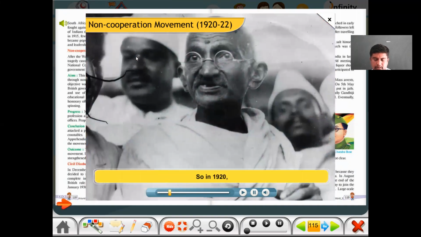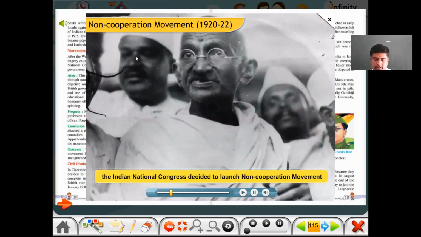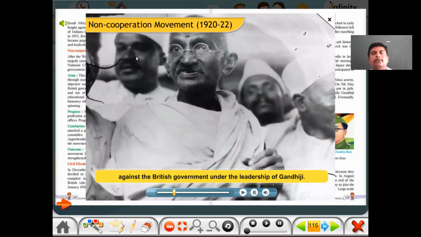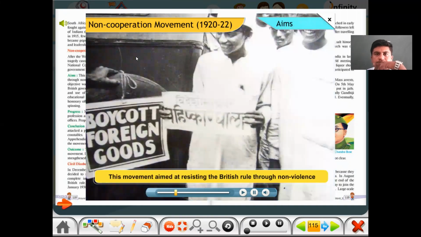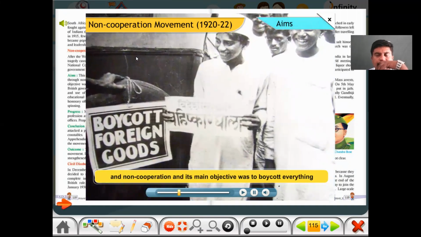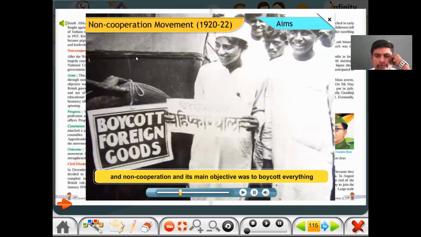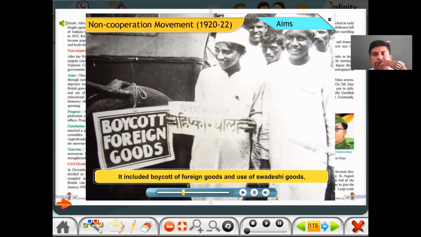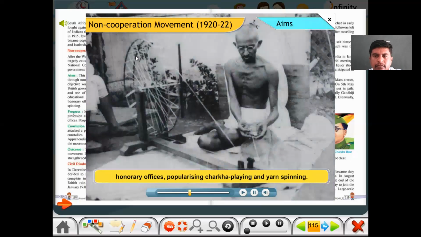So, in 1920, the Indian National Congress decided to launch the non-cooperation movement against the British government under the leadership of Gandhiji. This movement aimed at resisting the British rule through non-violence and non-cooperation, and its main objective was to boycott everything connected with the British government. It included boycott of foreign goods and use of Swadeshi goods, boycott of government educational institutions, surrender of the titles and honorary offices, popularizing charkha playing and yarn spinning.